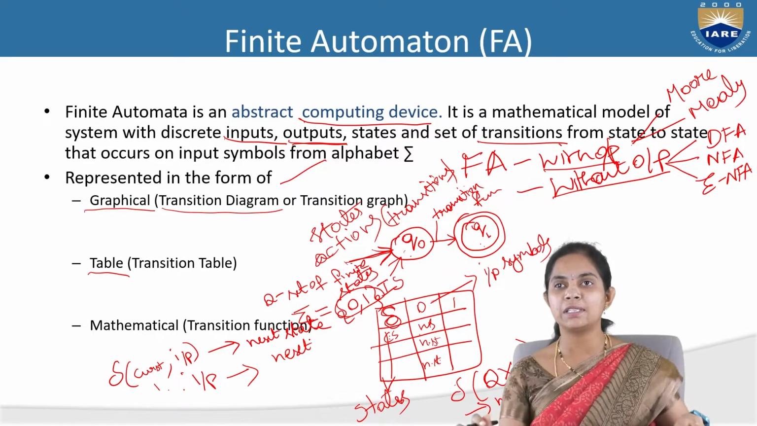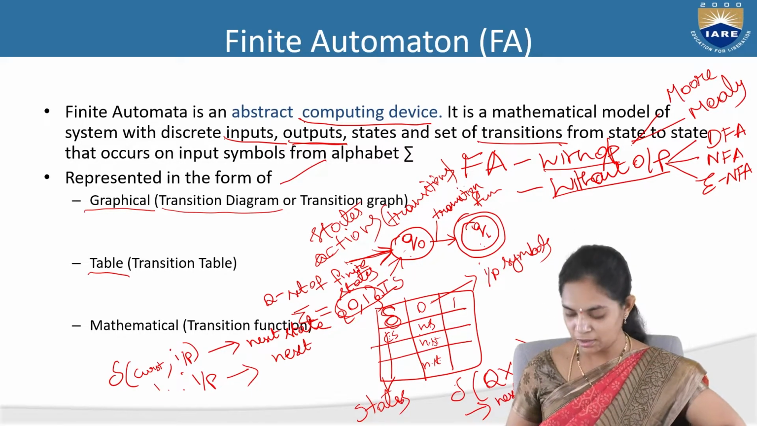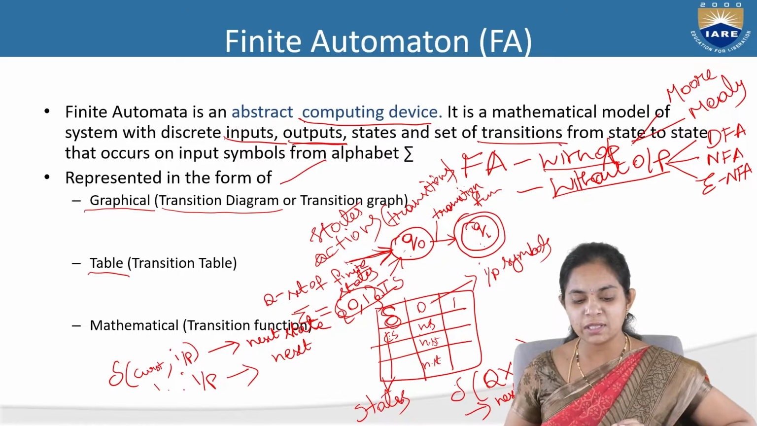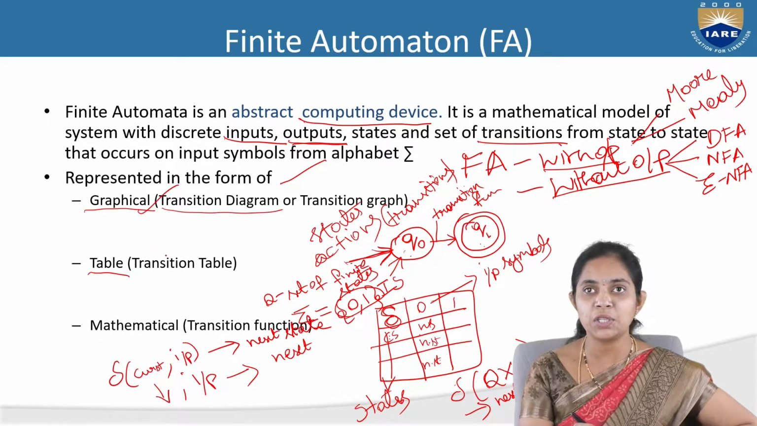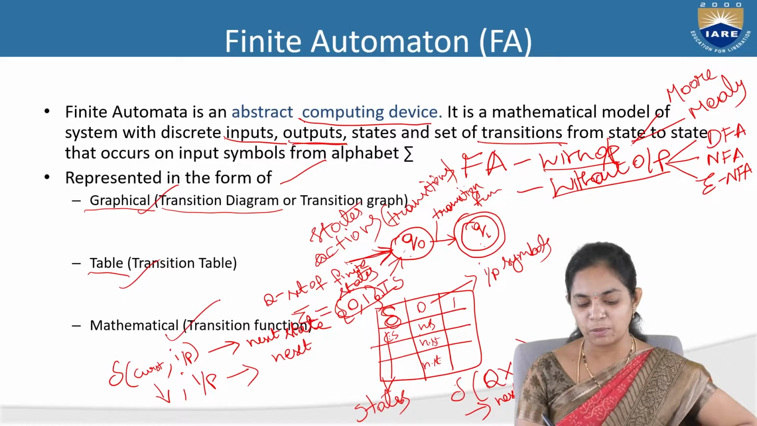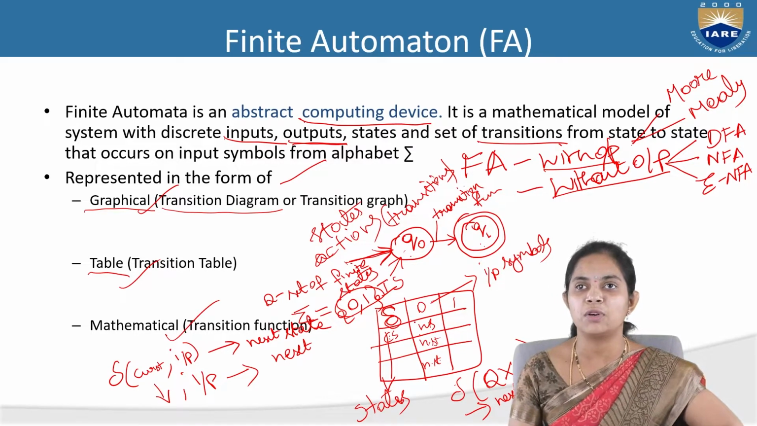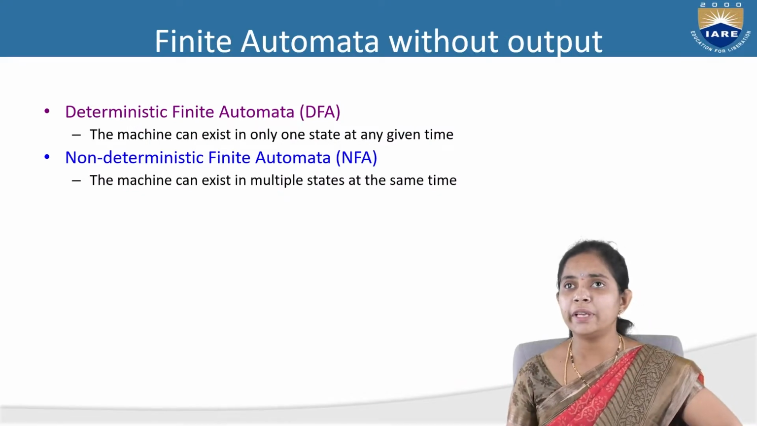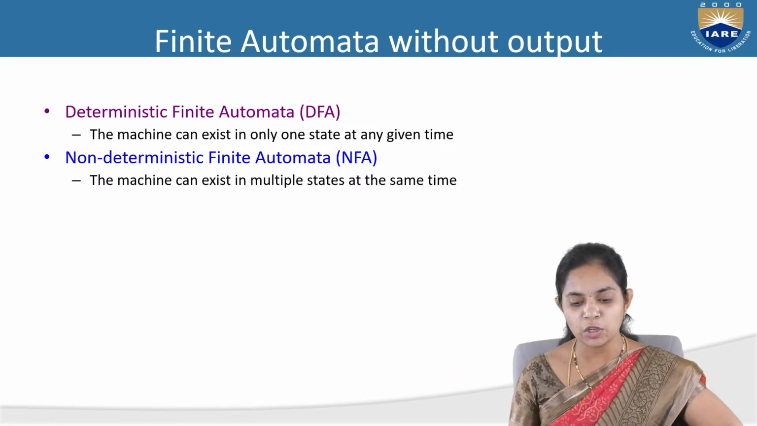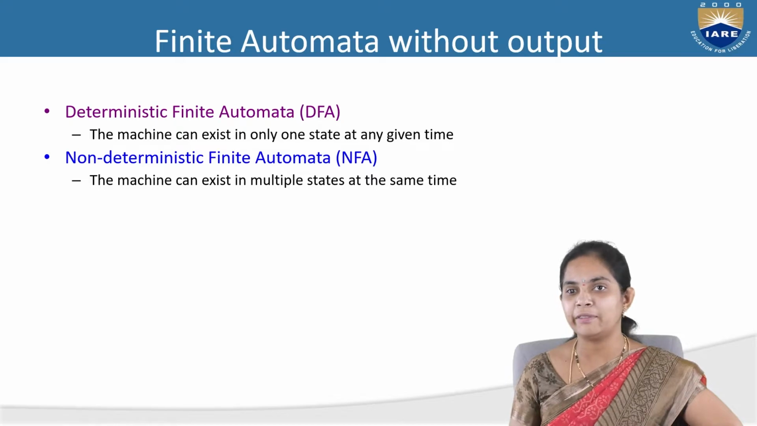So we'll discuss clearly in the next slides. And this is about the representation of finite automata. We have three types of representation. One is the graphical representation, the second is the tabular representation, and the third is the mathematical function or transition function.